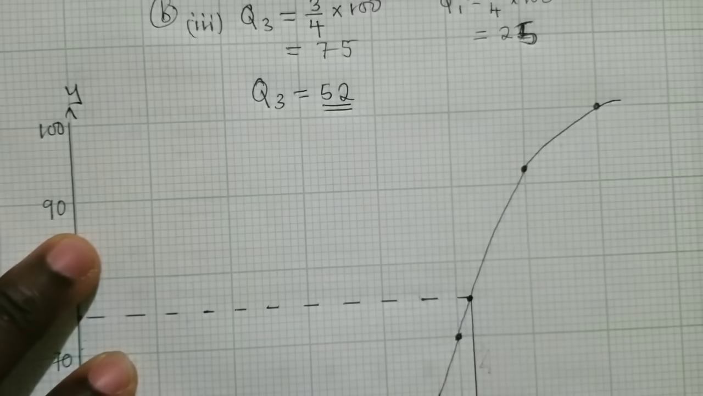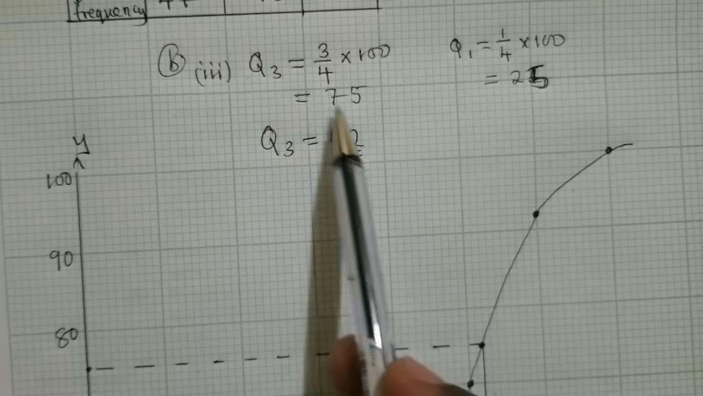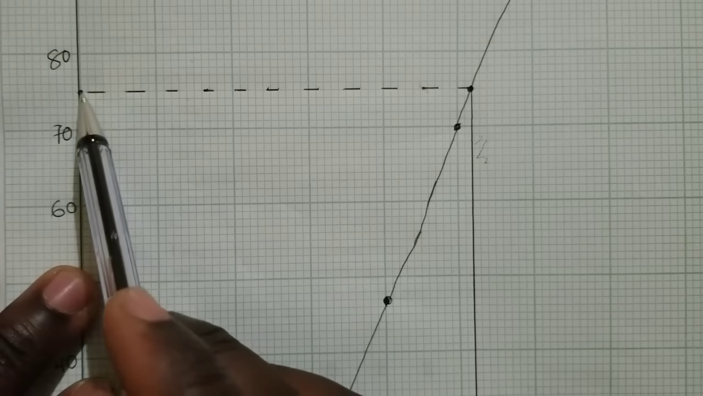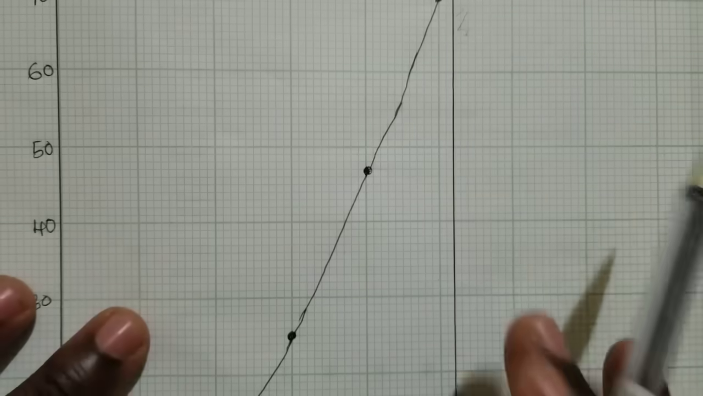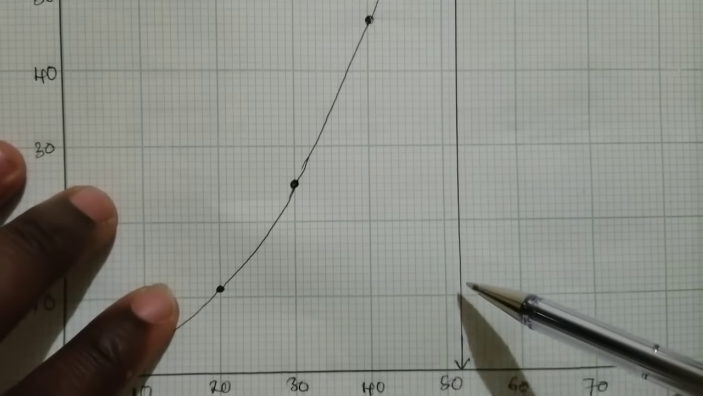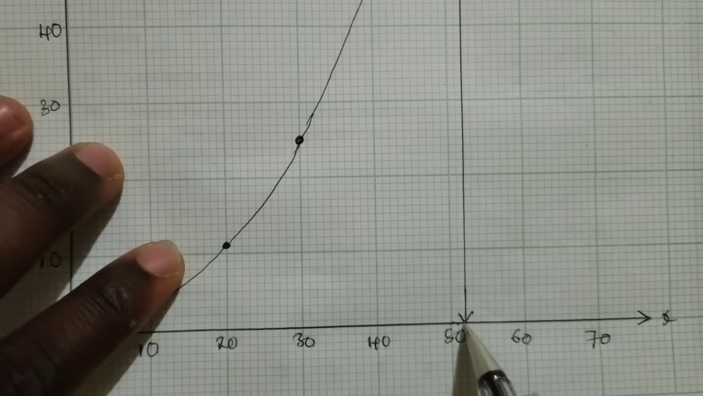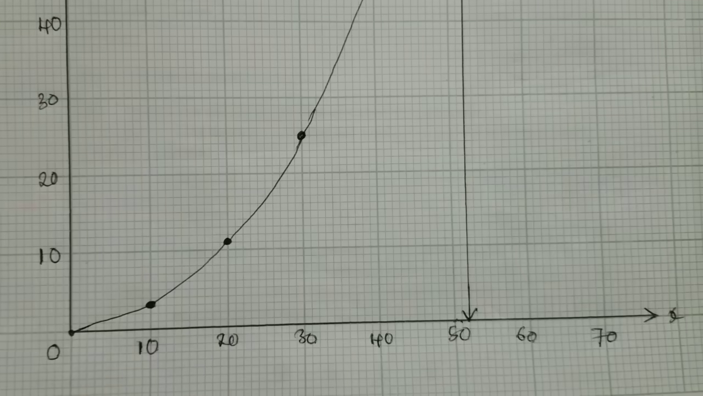This is 52. After we did this, we found 75 right here. We drew a line until we touched the graph, and then we went downwards until we touched the x-axis. So this is 50, 51, 52. You get the number where it touches the x-axis. That is 52. So we go now to the first quarter.